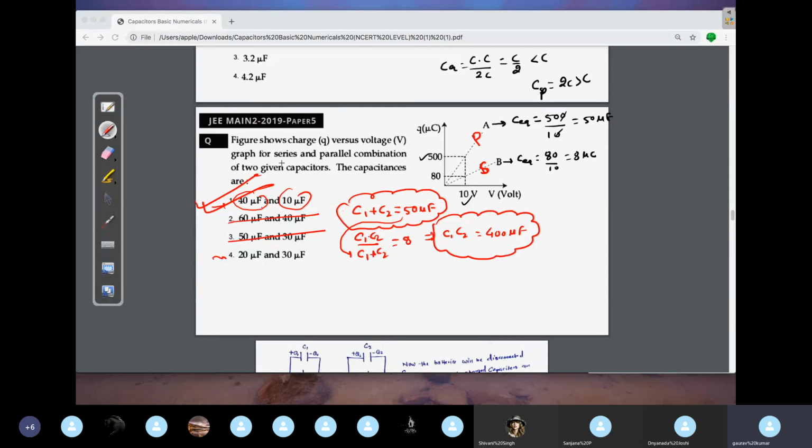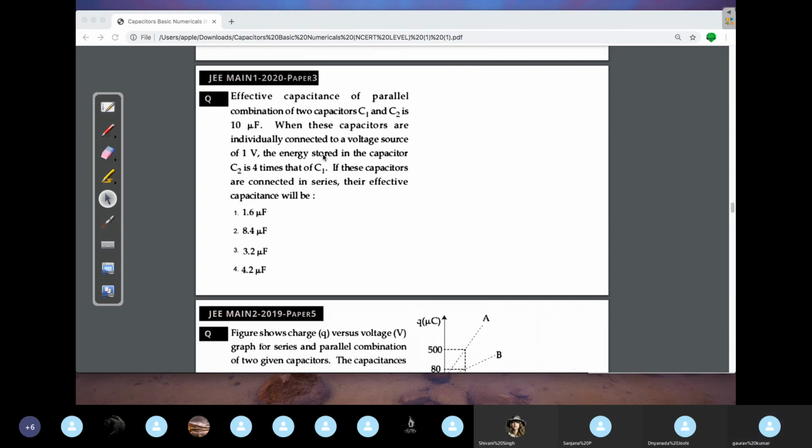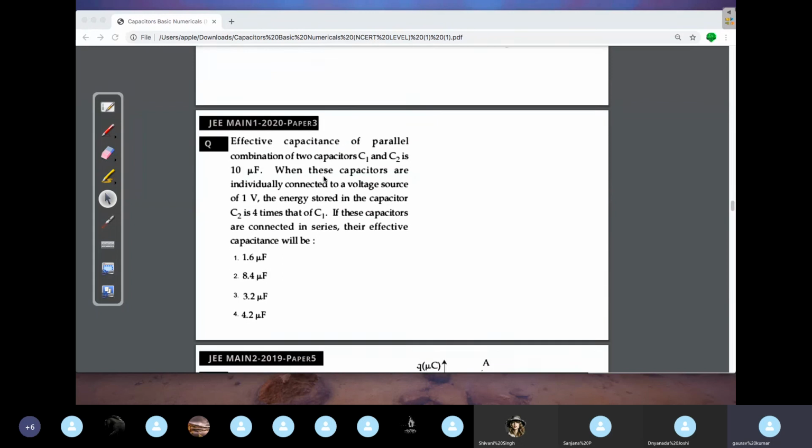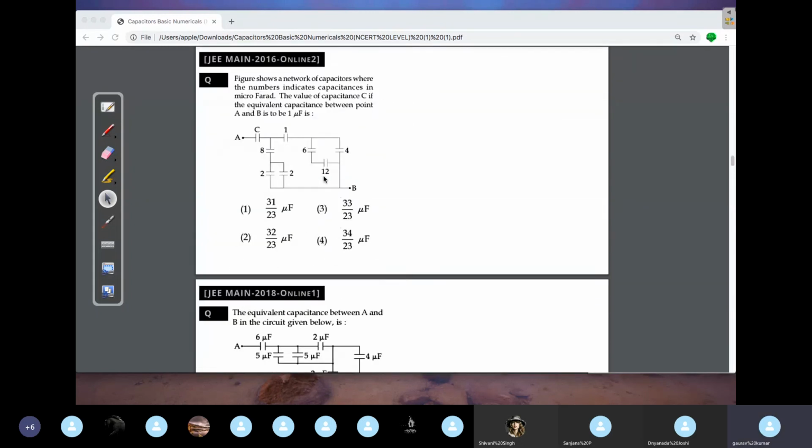If you want, we can take the screenshot here. A very easy question. See, yeah? A very, very easy question. It's a very good question. I'll discuss this at the last. It's a good question.